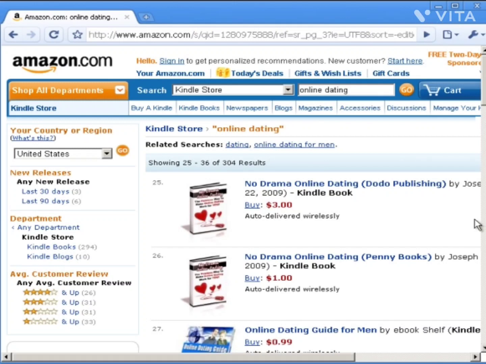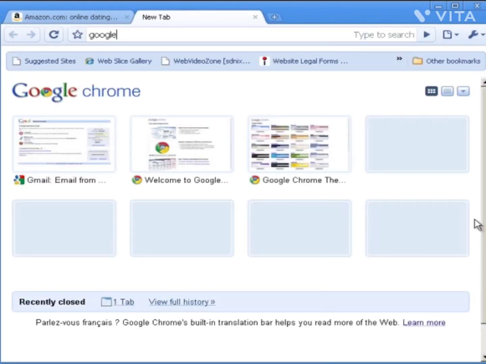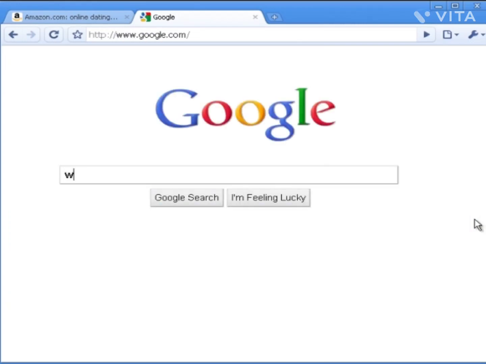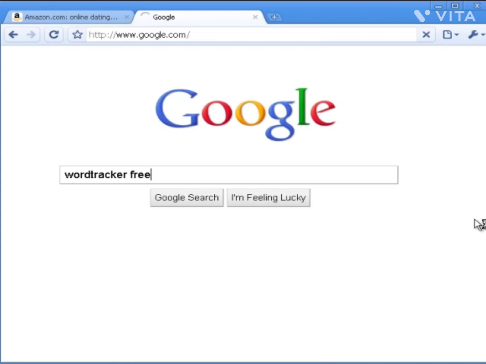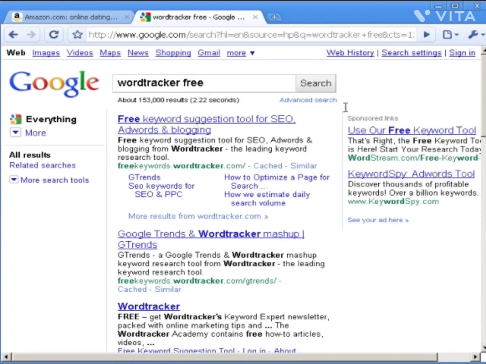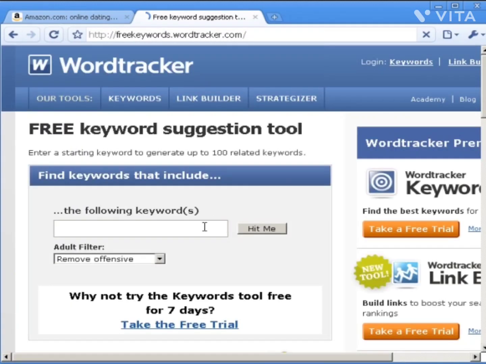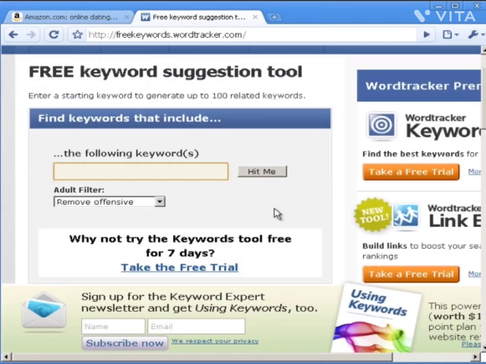So to make sure, what we could do is go back to Google and type in Word Tracker free. You can use any other keyword tool you want. You can use the Google AdWords keyword tool if you like, but I generally use the free keyword tool from Word Tracker. All right, so now that we have that, I can just type in something like online dating.